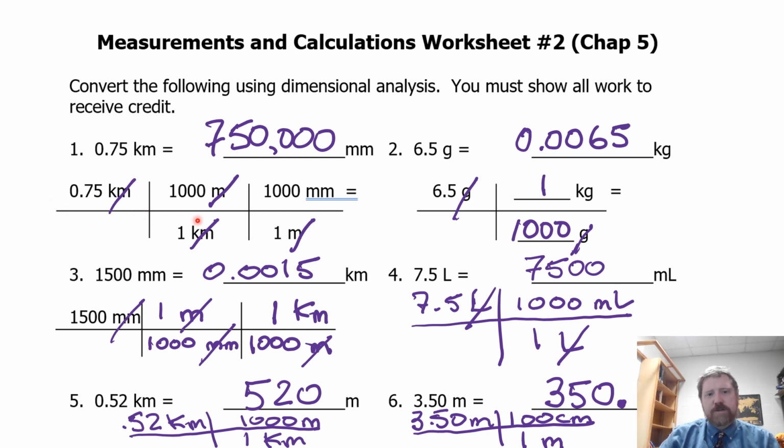And then a ratio to convert kilometers to something. And they chose meters. And then that ratio to change meters to millimeters. And the way this would go is you have kilometers times meters over kilometers. The kilometers would cancel out. The meters wouldn't.